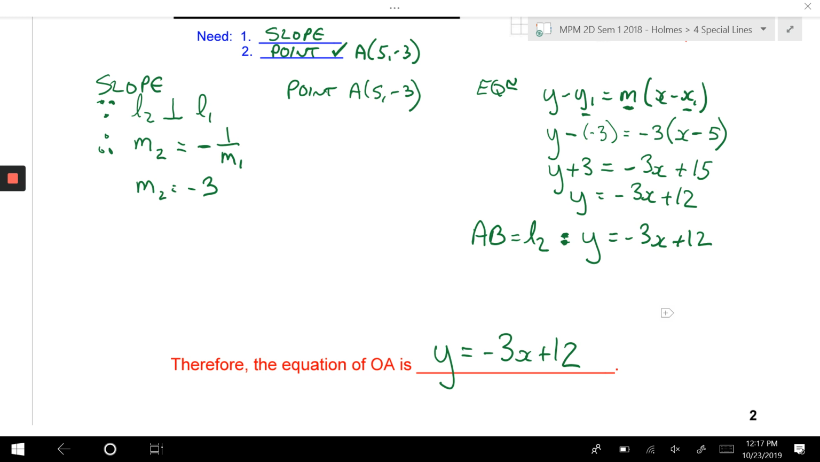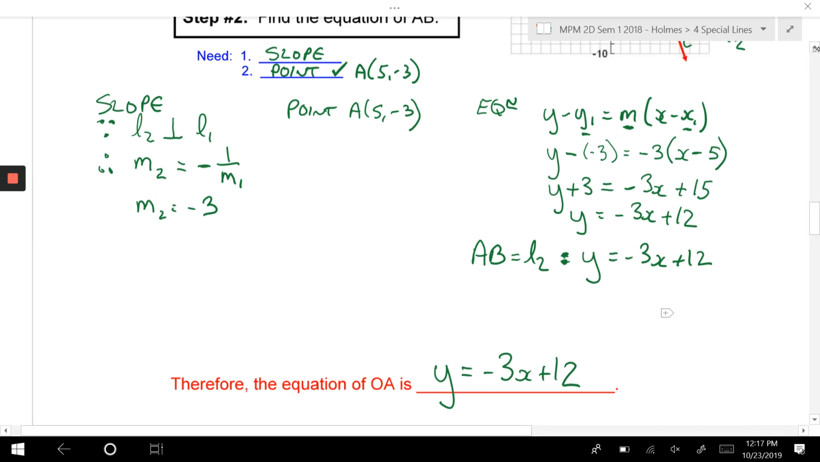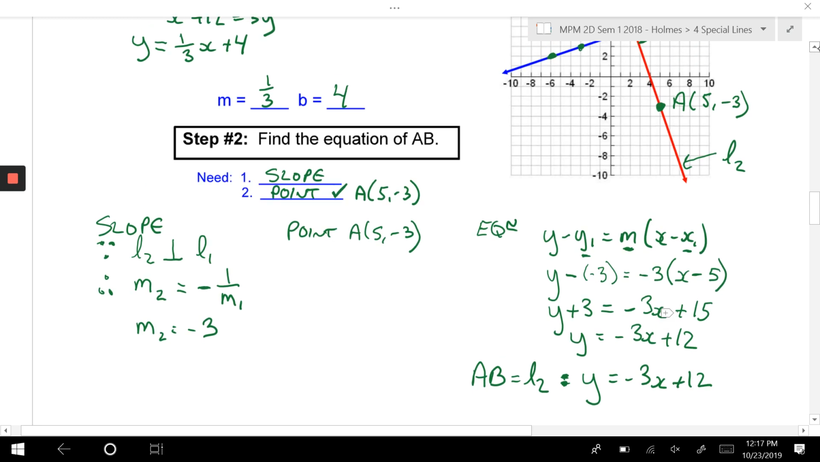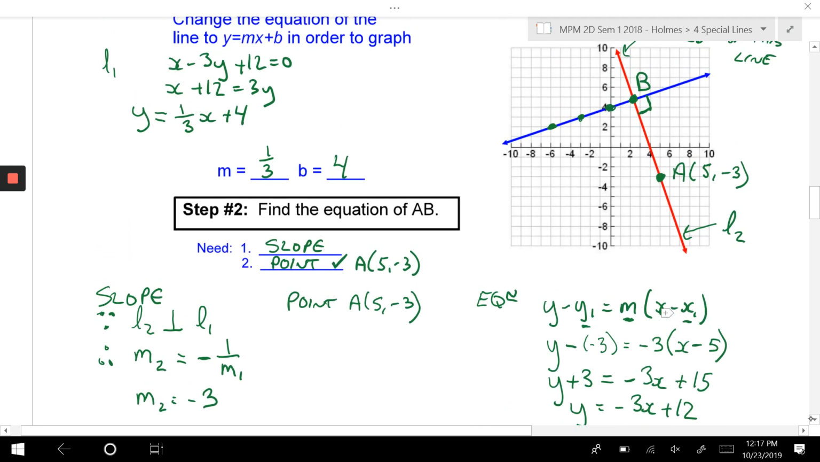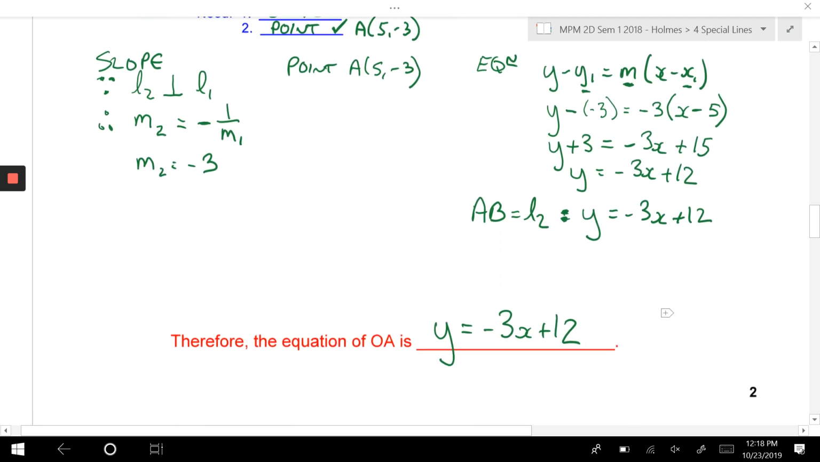Any questions, or are we okay to go on? Oh, yeah, hang on. That's wrong, isn't it? Yeah, this is an old note. It's taken from a previous note where O was the origin. You're right. We should be saying AB. Really good observation, Trinity. That should say the equation of the AB is y equals negative 3x plus 12. Thanks for spotting that.